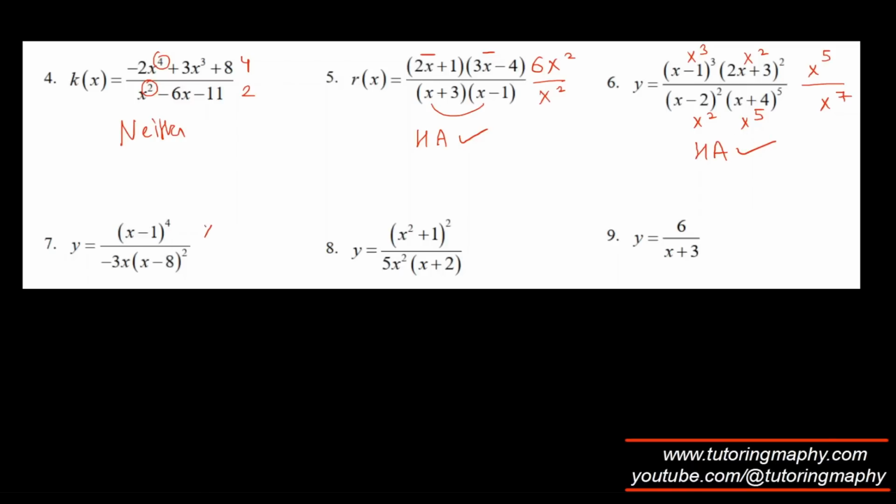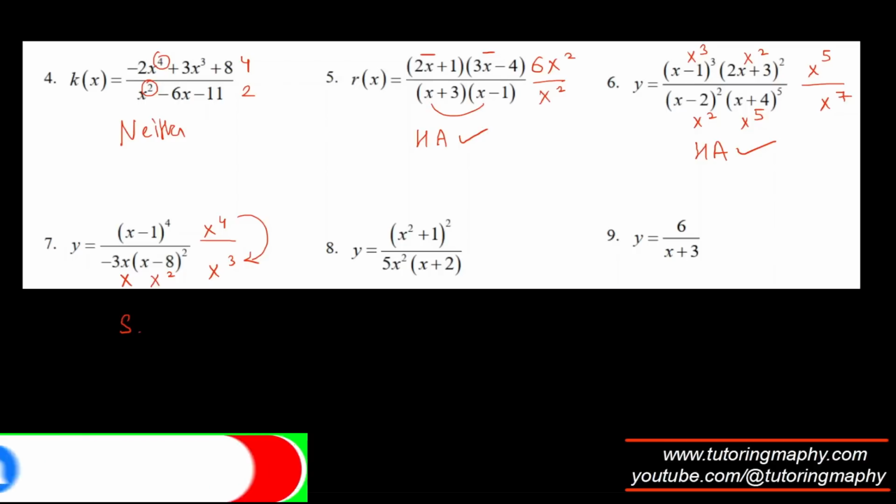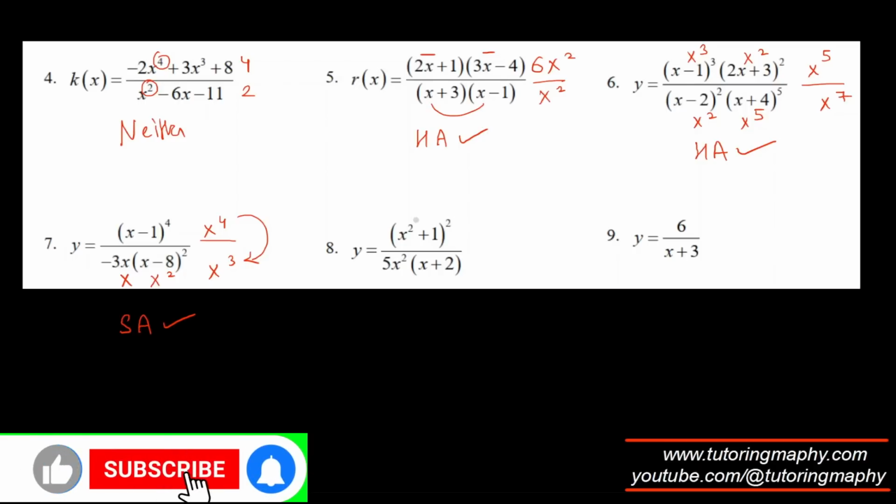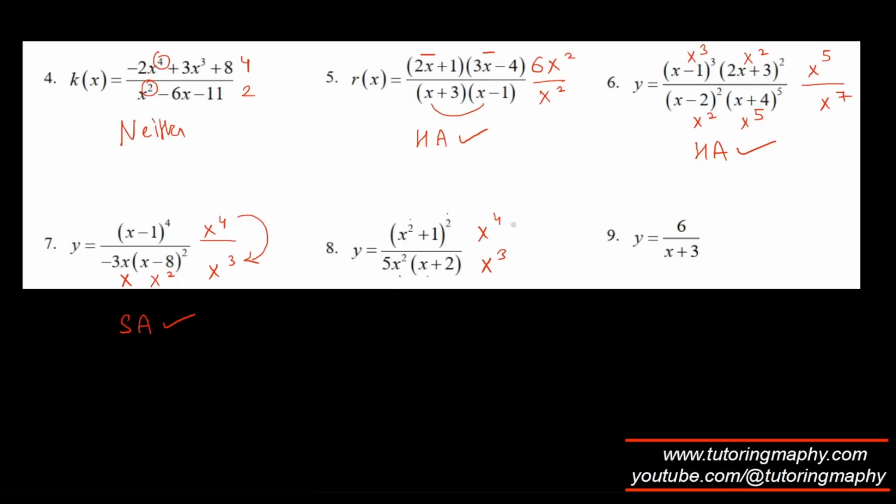Over here, this will give x to the 4. This is x, and this will give x squared, so this will give x cubed in total. And the degree of the numerator is 1 more than the denominator, so this will give a slant asymptote. Over here, x squared will be x to the 4, and x squared times x will become x cubed. Here as well, the degree of the numerator is 1 more than the denominator, so this is a slant asymptote case as well. Here the degree of the numerator is 0 and the degree of the denominator is 1, so the degree of the numerator is less than the denominator, so this is a horizontal asymptote case.